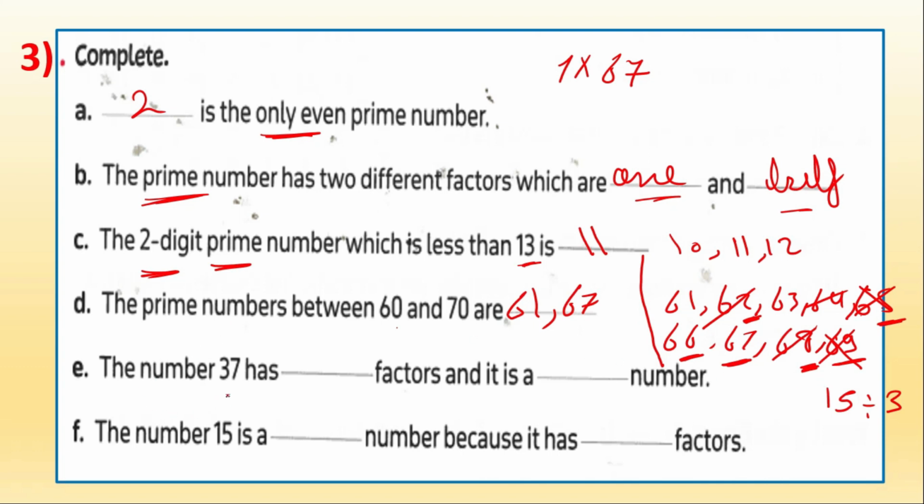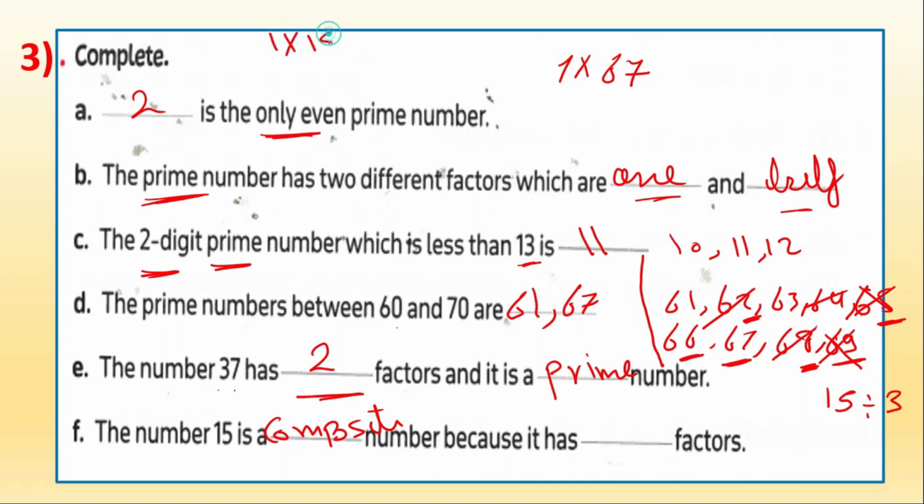E. The number 37 has which number of factors? Okay, number 37 is a prime number, so it has only two factors. Got it? The number 15 is which number? Composite number. Okay, because it has how many factors for 15? Try to find the factors.